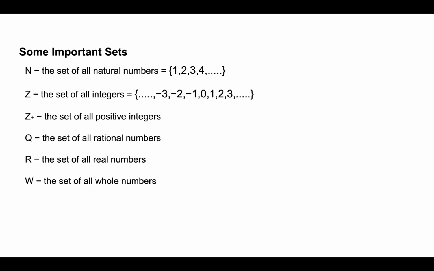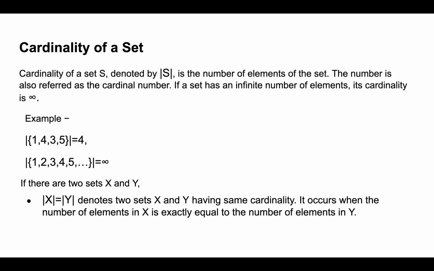Then the set of real numbers is R. The set of rational numbers is Q. And W is the set of whole numbers. Whole numbers, again, are 1, 2, 3, 4, like that. Then there is the cardinality of a set. Cardinality of a set means the number of elements in that set.